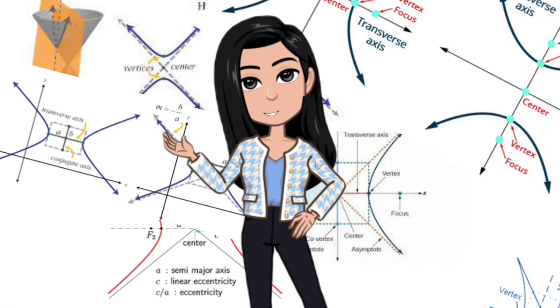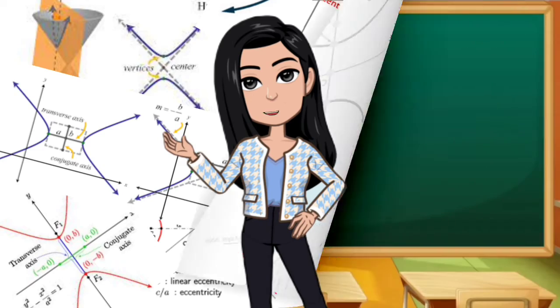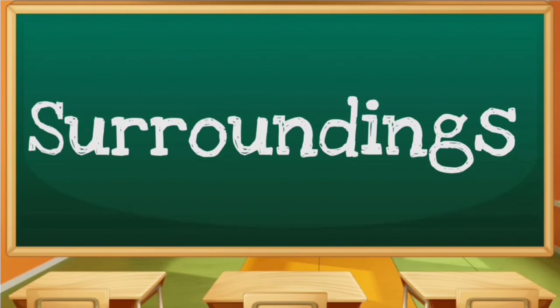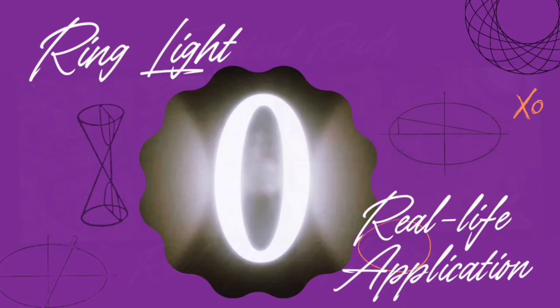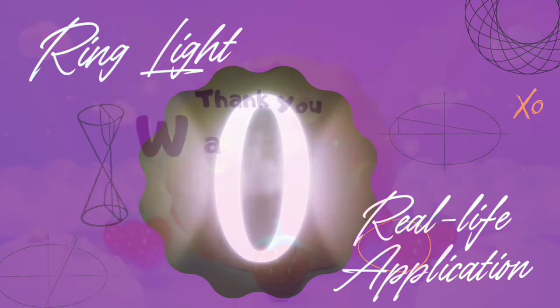But aside from seeing these graphs in a Cartesian plane, we can also observe this in our surroundings. One example of these are elliptical or circular roads. Or have you seen a ring light in a certain angle that shows a reflection which has an hyperbolic shape? This is another real-life application of these combined conics.